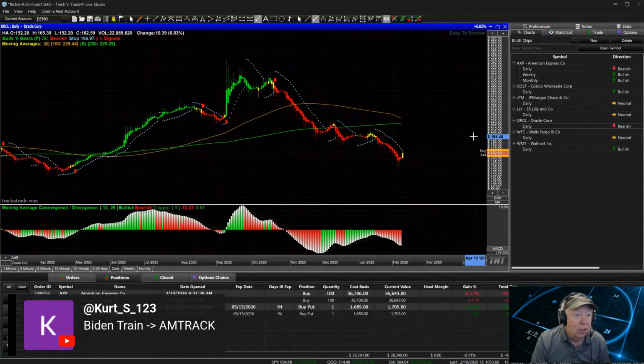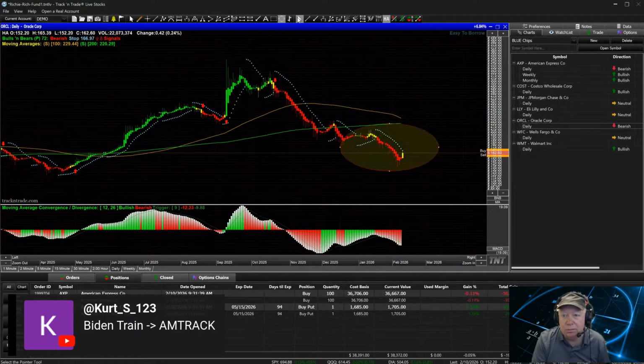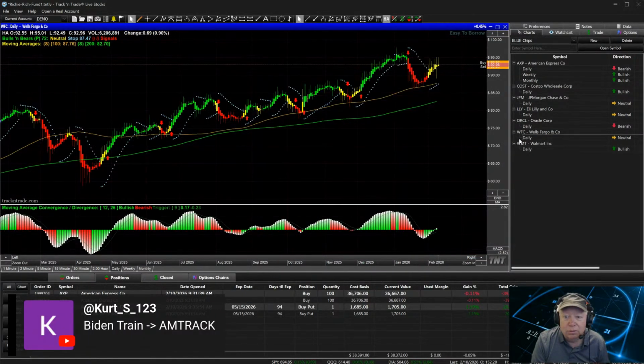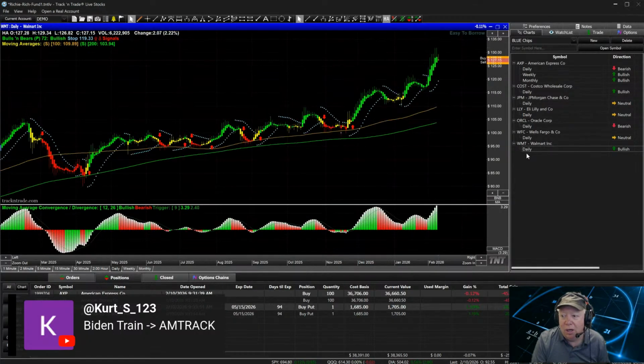Okay. Oracle. We already talked about Oracle. We're buying Oracle. We're backing the truck up. All right. Okay, Wells Fargo. Did we look at Wells Fargo? Because it looks exactly like JP Morgan Chase. Almost identical, doesn't it? So we don't even need to talk about Wells Fargo because it looks exactly like JP Morgan Chase.